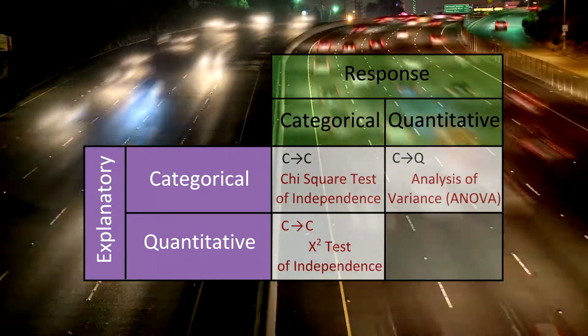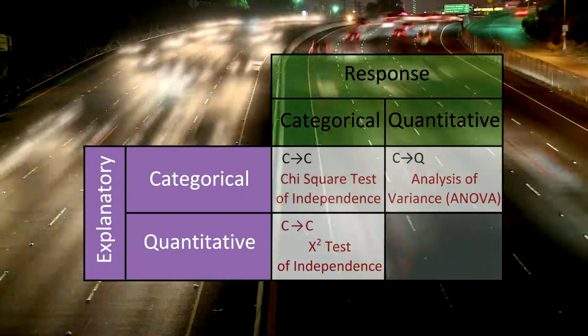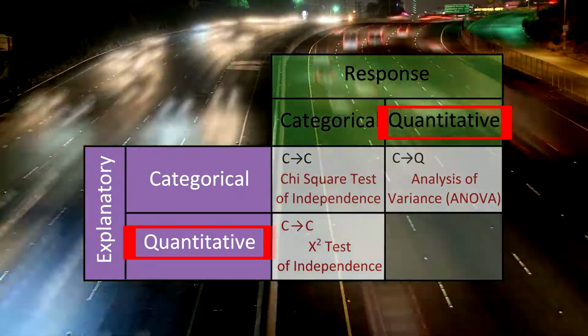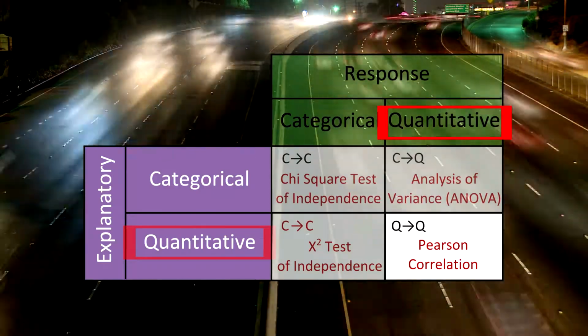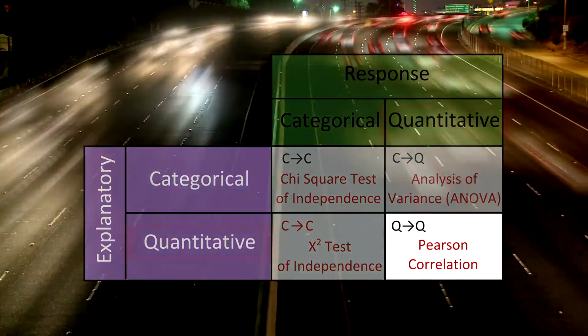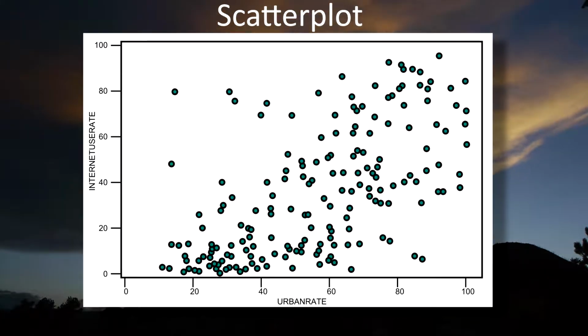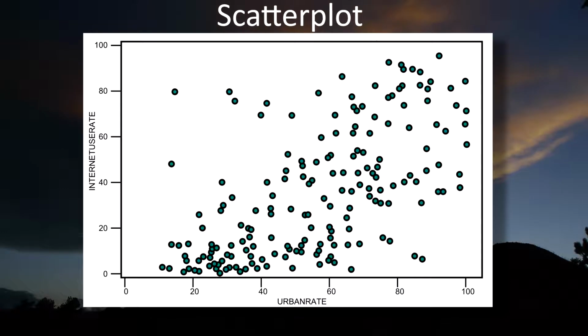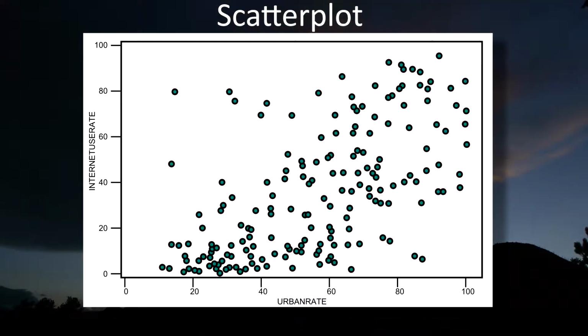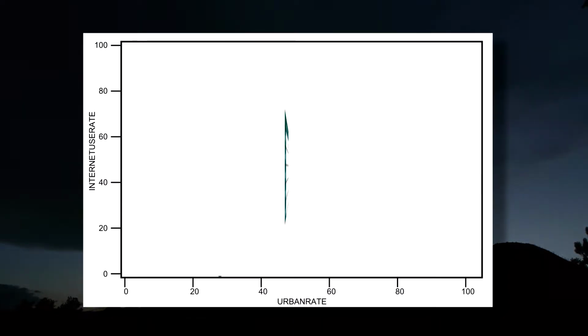The next inferential tool we're going to look at is used for examining the association between two quantitative variables, the Pearson correlation. We previously discussed that a scatter plot is the appropriate way to graph or visualize two quantitative variables when you want to examine the relationship between them. Let's first briefly review scatter plots and how to interpret them.